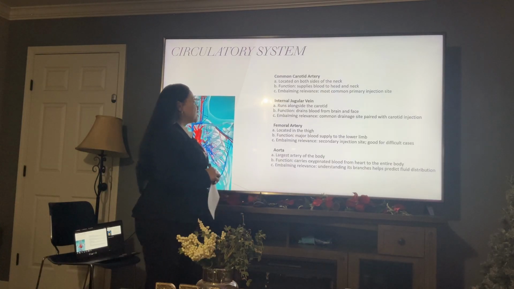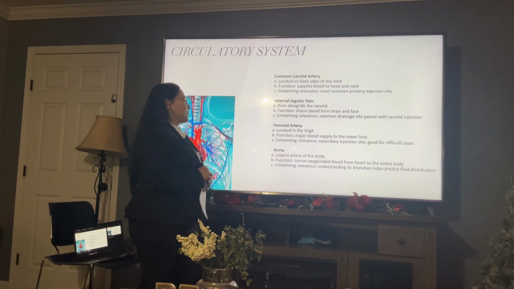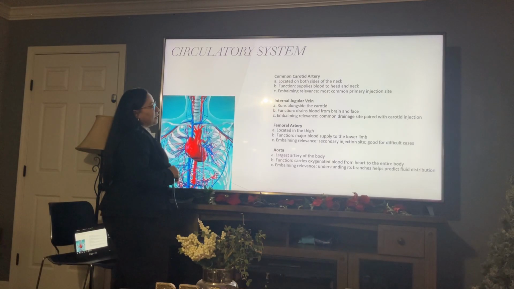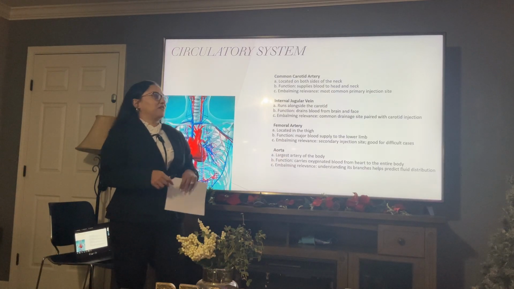The next structure I will be talking about is the aorta. It's the largest artery in the body. Functions: carries oxygenated blood from the heart to the entire body. The embalming relevance is understanding its branches, and it helps to predict fluid distribution.